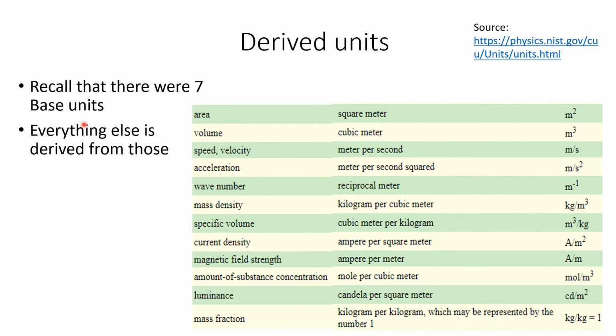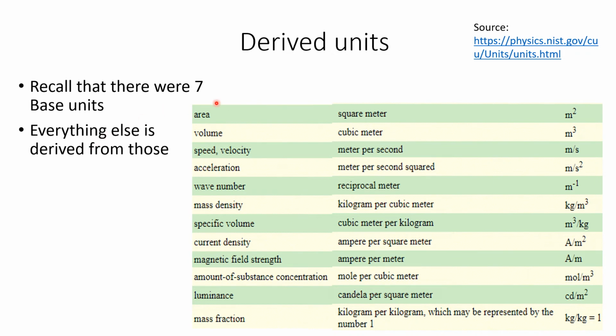Okay, so in physics, we claim that there are those 7 base units that I introduced earlier. Those we've got to have. We've got to define everything according to those. And then everything else is just derived from those 7 units.